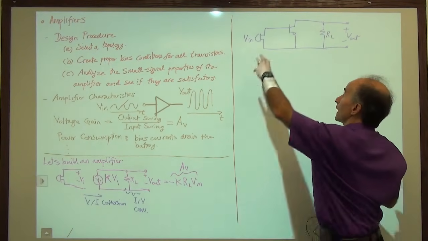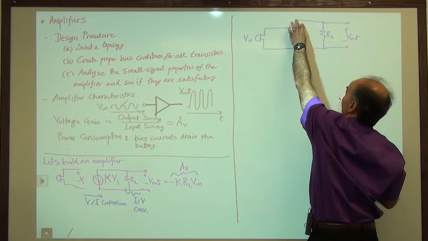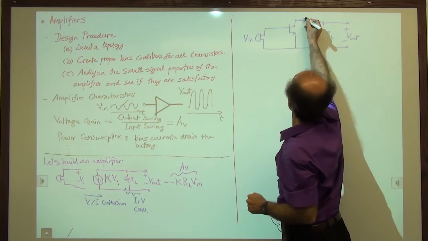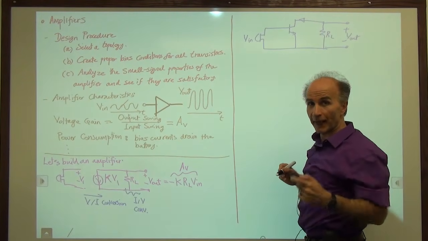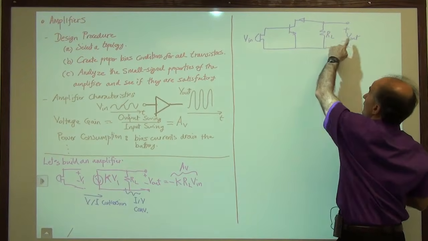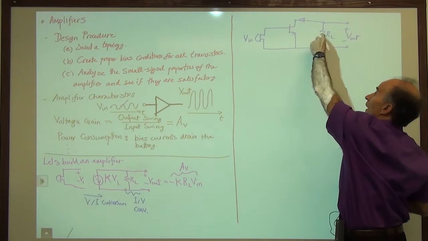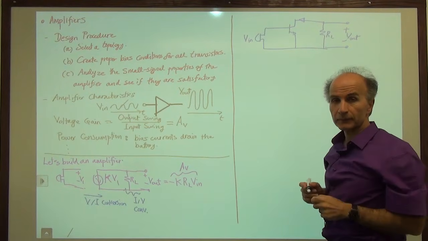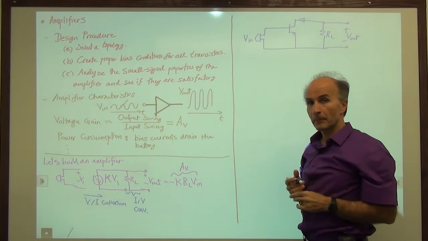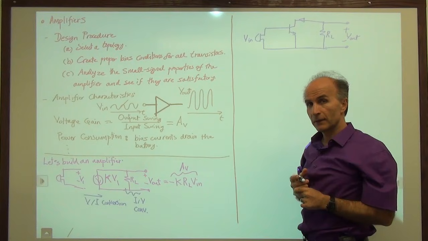So again, we have a voltage, we convert to current. There's a current flowing in here. And then that current flows through this resistor and gives us a voltage. So we have V to I conversion and then I to V conversion. Okay, so far so good.